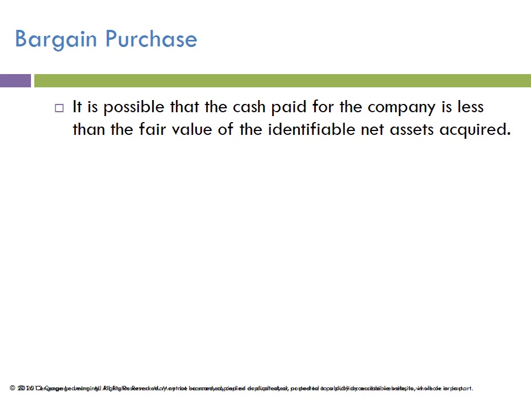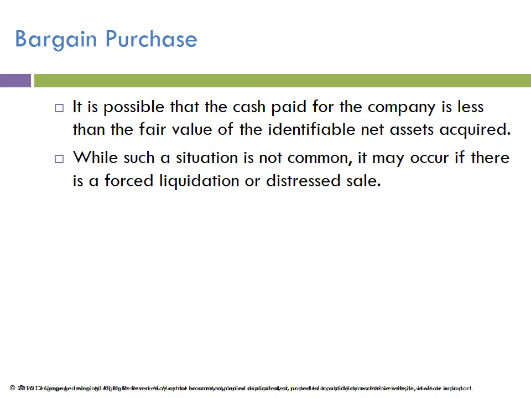Okay, so sometimes the opposite happens. It is possible that the cash paid for the company is actually less than the fair value. When that happens, you don't have negative goodwill. You have what we call a bargain purchase. So a company is being sold. The fair value of their net assets is $300,000. The company buying pays $275,000. Well, they just paid less than what the company's worth. So they got a deal.